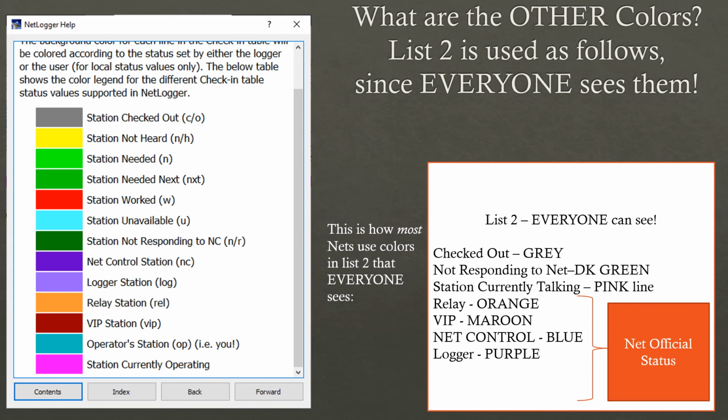If you see a station line in gray, it usually means they've checked out of the net. If they are not responding when they're being called, they will get a dark green line. The pink line is the station currently being worked by the person trying to reach them.